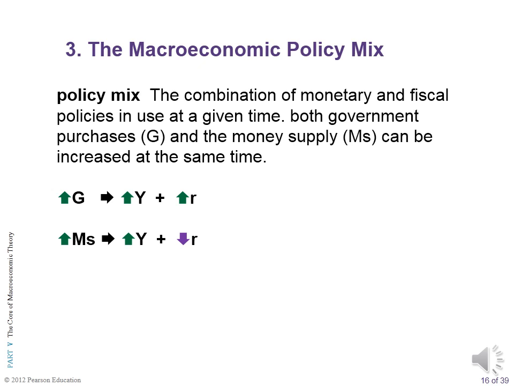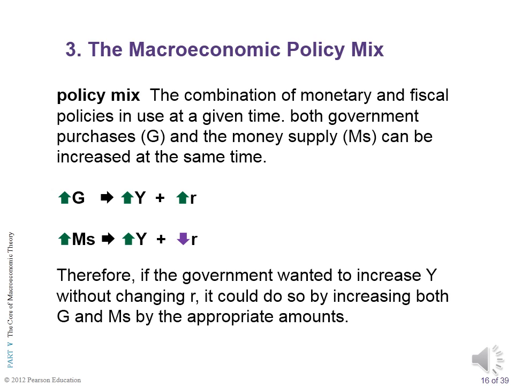طب expansionary monetary policy هتعمل إيه؟ An increase in money supply will decrease R على طول أهي. An increase in money supply will decrease R. This will increase investment which will increase Y. So expansionary monetary policy will increase Y and decrease R. Okay? Therefore, if the government wanted to increase Y without changing R, it could do so by increasing both G and money supply by the appropriate amount.